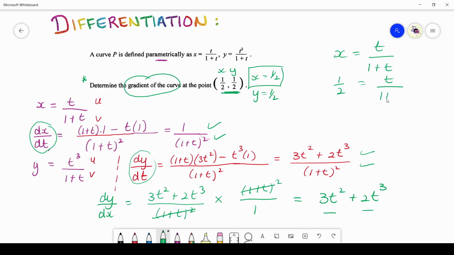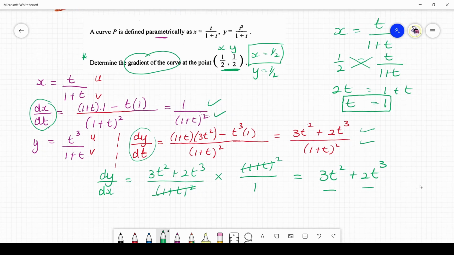And we're going to just do some algebra, okay? Nothing too spazzy. I'm just going to cross multiply here. You'll get 2t is equal to 1 plus t. Kind of carry across terms. You'll get 2t minus t, which is t, being equal to 1. And that's it. You have your value for t. You have found your value for t to be equal to 1. And that's nice, simple, sweet. And all you have to do is substitute that value of t being 1 into your gradient. And you find your value for your gradient at the point a half, a half.